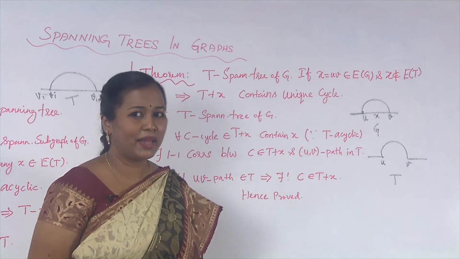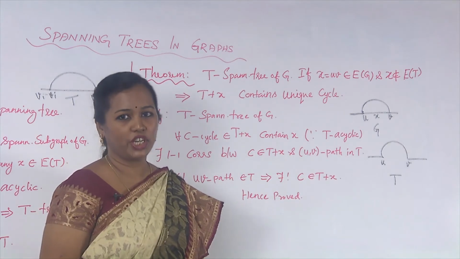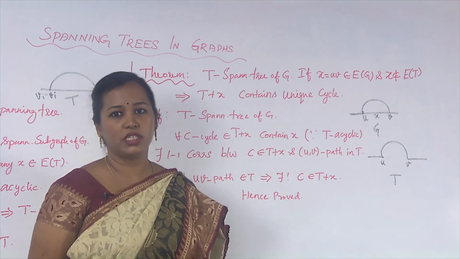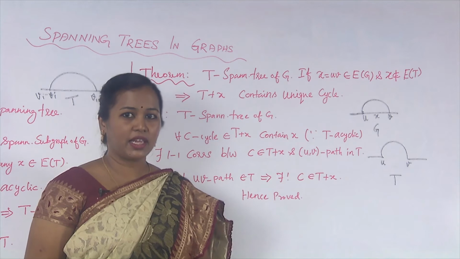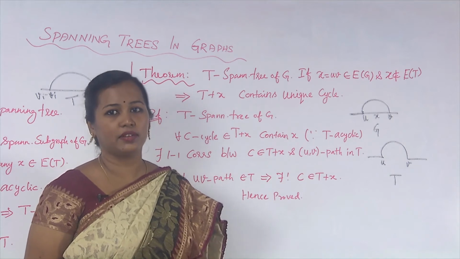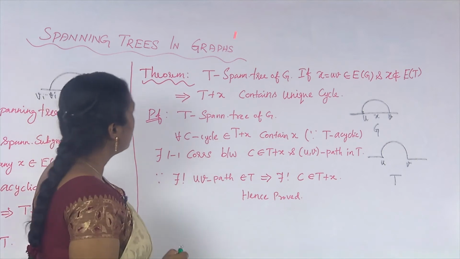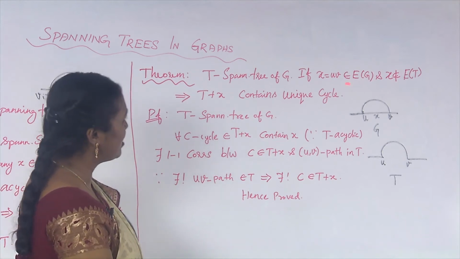Let T be a spanning tree of a connected graph G. If x equal to uv is an edge of G not in T, then T plus x contains a unique cycle. We shall be seeing the proof of this theorem now. So, I have simplified the statement like this.